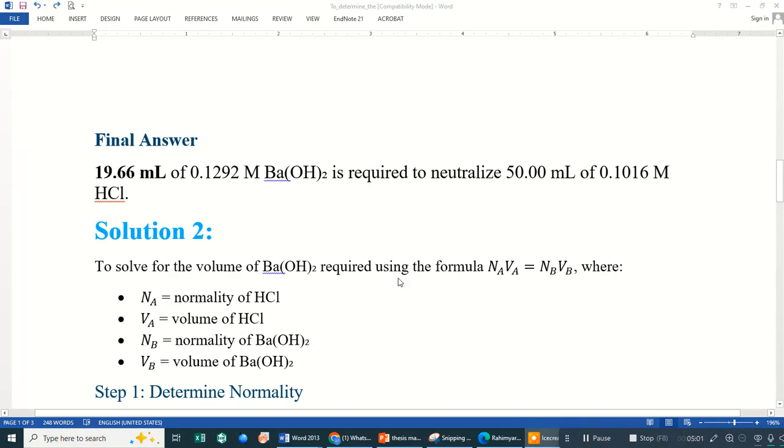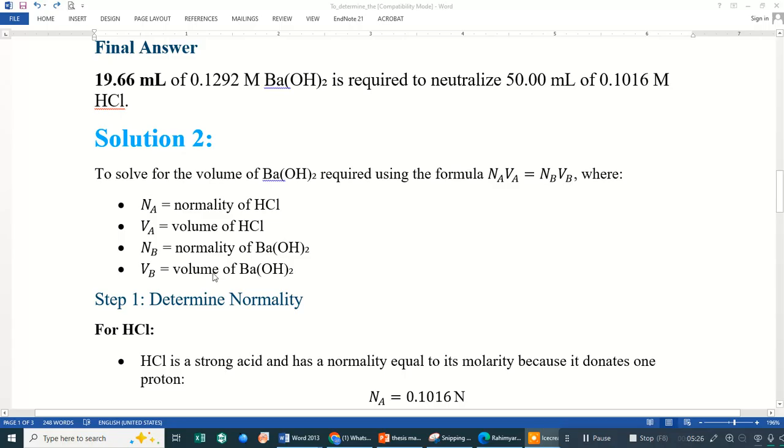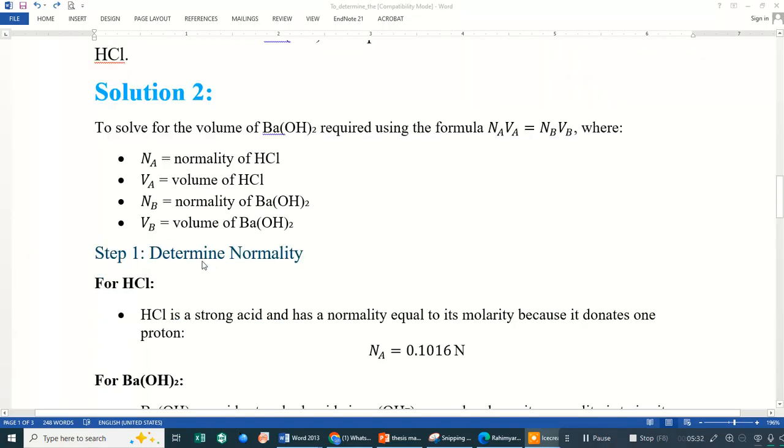Okay. Second solution of the same problem, we use the formula NaVa is equal to NbVb. A stands for acid, B stands for base, N stands for normality, V stands for volume. Na is the normality of HCl, Va is the volume of HCl, Nb is the normality of barium hydroxide, and Vb is the volume of barium hydroxide. First of all, we determine the normality.